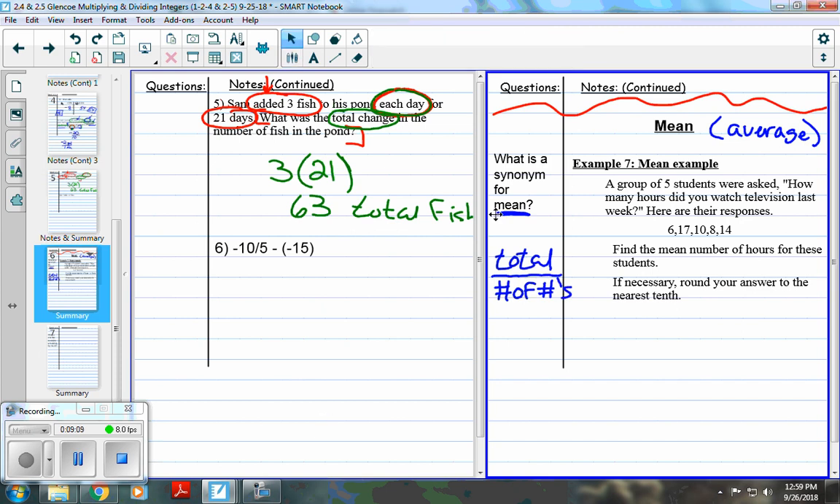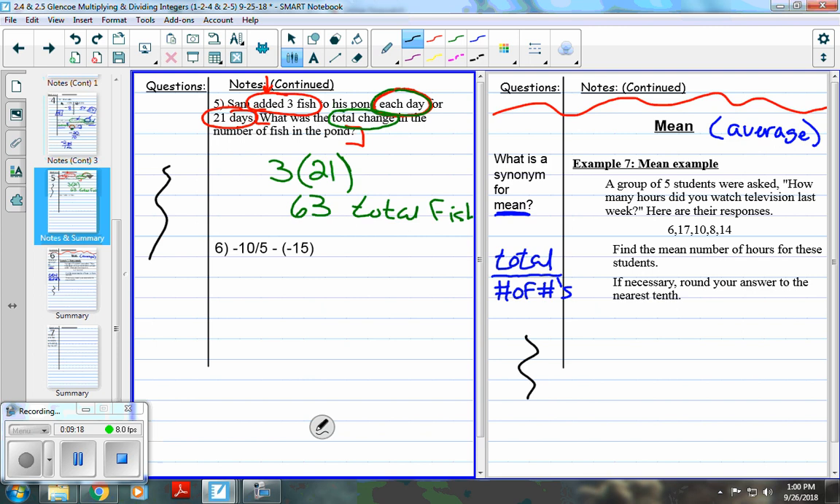So pause here, copy what you see, make sure to leave 6 and example 7 open for us to do in class, and any questions you might have, make sure you're filling in that question column.